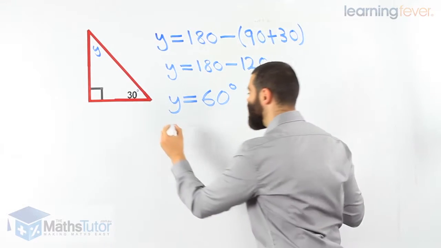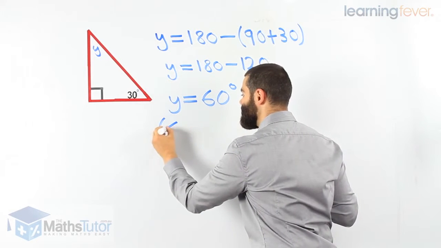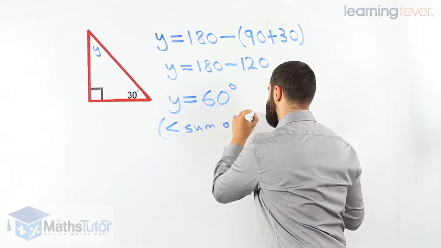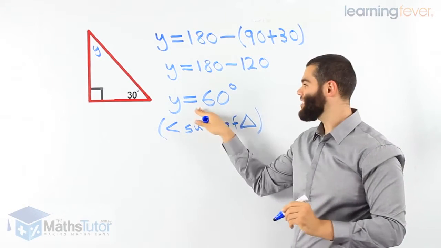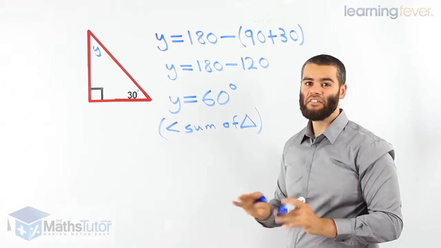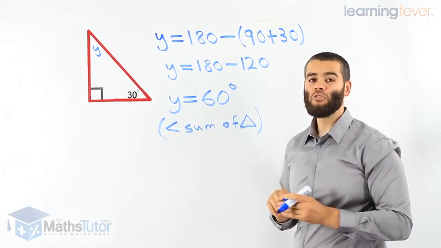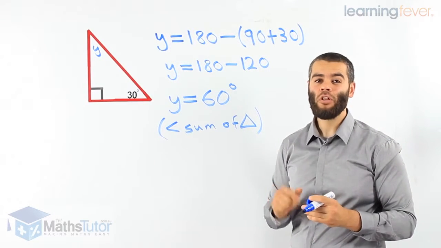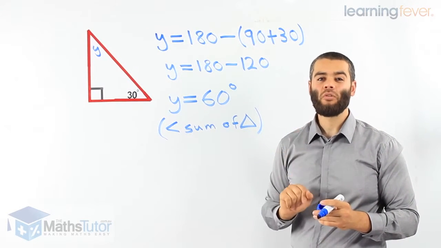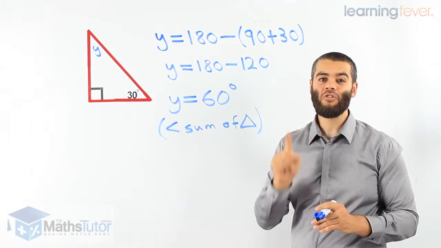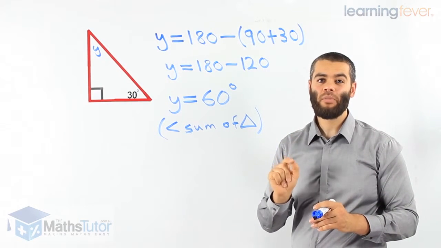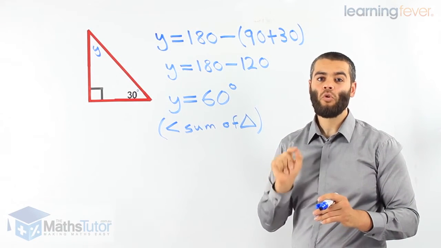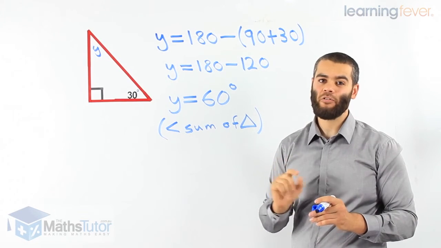What do we need to remember? All the time, we must write our reason. Angle sum of triangle. Our answer, our reason, all the time. We used the angle sum of a triangle rule to work out the missing angle in this triangle. We always remember all three angles in a triangle add up to 180 degrees. No matter how big or how small or what shape the triangle is, the angles all the time will add up to 180 degrees.